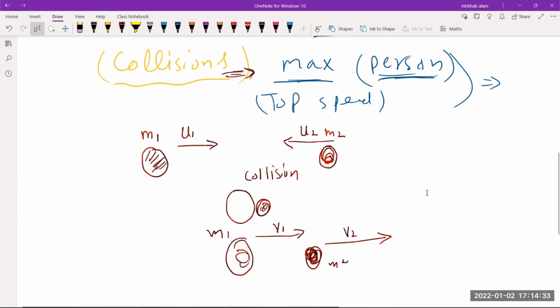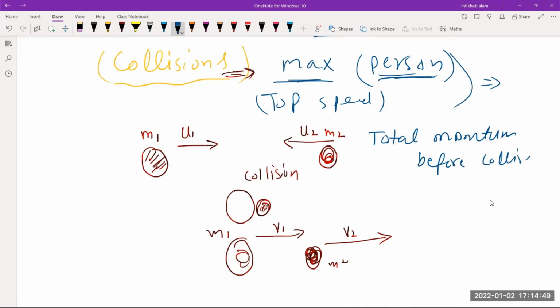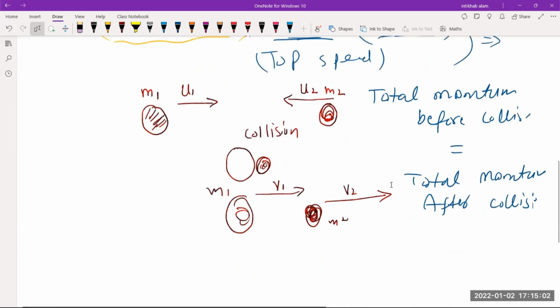We have to apply a law that says that in the case of collision, total momentum before collision is always equal to the total momentum after collision. So what is the total momentum before collision in this case?